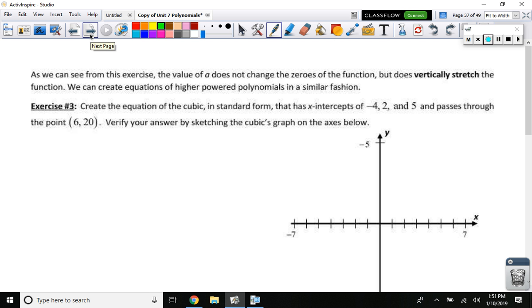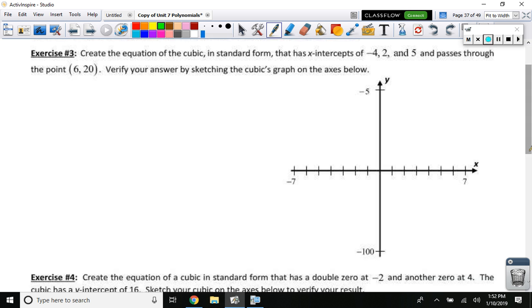All right, so now create the equation of a cubic in standard form that has x-intercepts at negative 4, 2, and 5 and passes through the point (0, 20). Verify your info. We're going to go reverse. We're going to sketch first. Take our information and figure out what we know, right? So I know that negative 4, 2, and 5 are solutions, correct? Solutions where? On the x-axis. So 1, 2, 3, 4. I got negative 4, I got positive 2, 5.